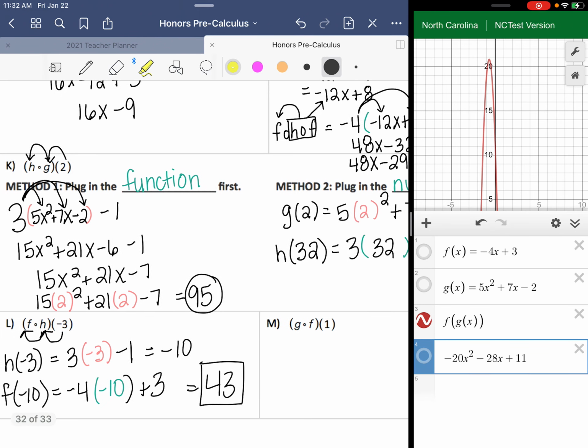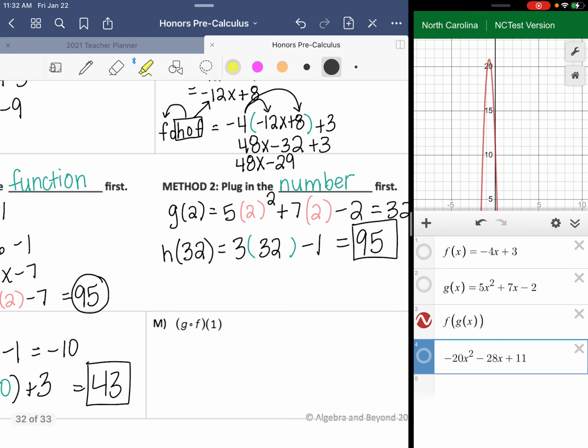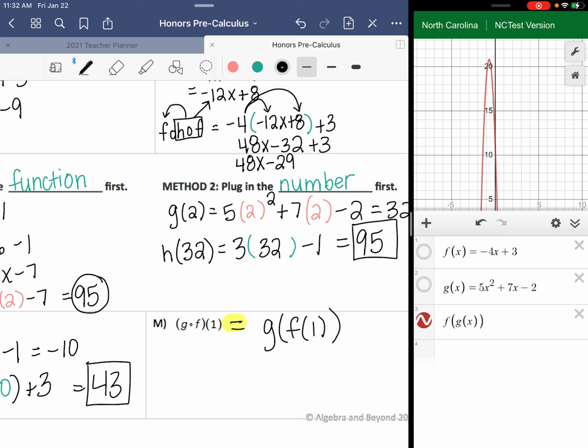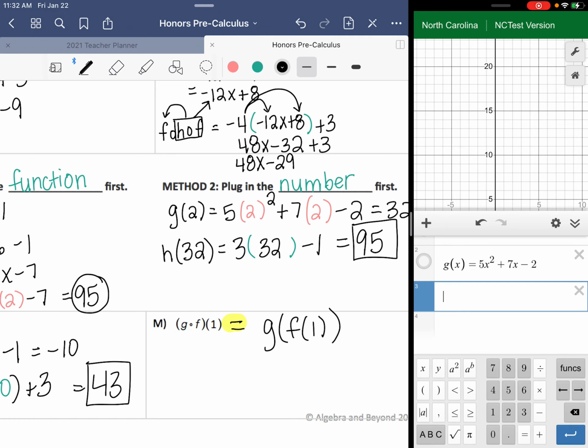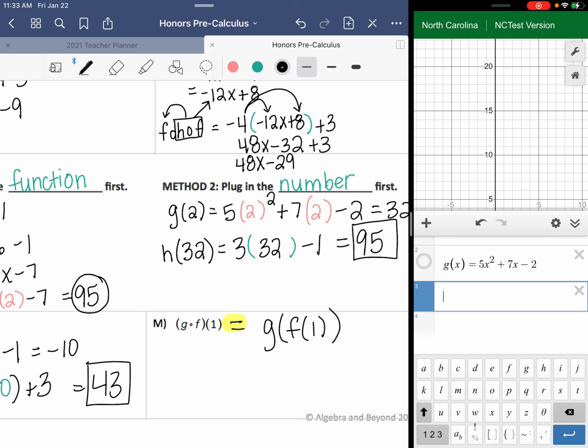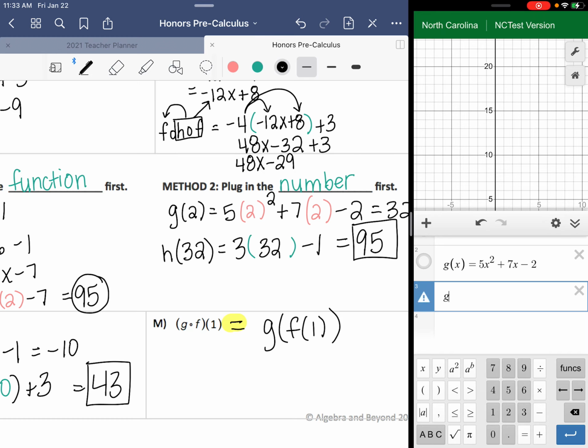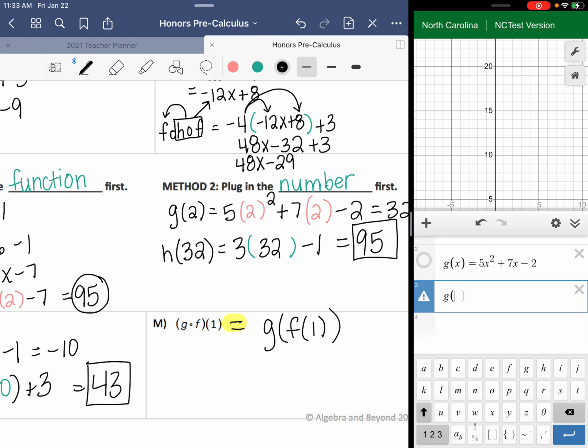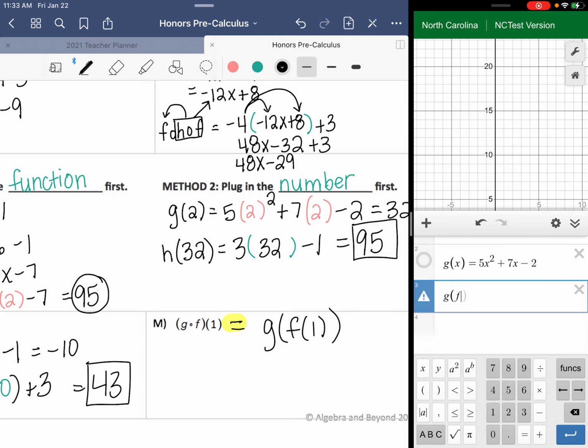All right, it works the same way with, like if we do m here. So this is the same thing as g of f of 1, okay? So if I were to take my f and g function, it'll actually give me the numerical value. So I have g parentheses f of 1. And we get that the answer is -4.